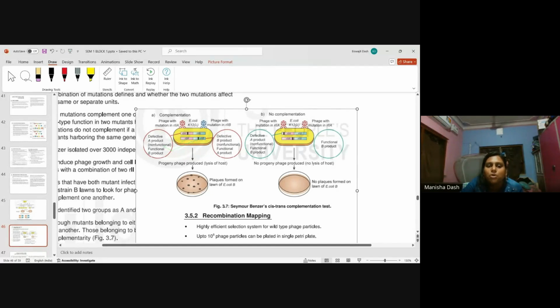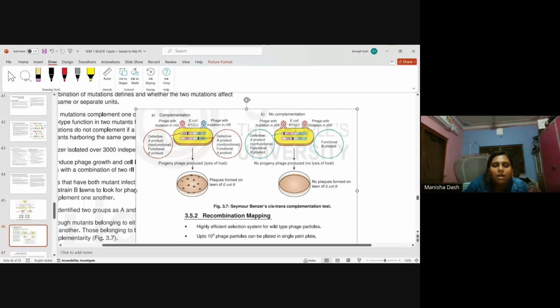So in those bacteriophages where the mutations are located on two different genes, they can complement each other. But if in a particular bacteriophage the mutations are present within the same gene, they cannot complement each other. So there is no complementation. This is what is called the fine structure analysis of the gene.